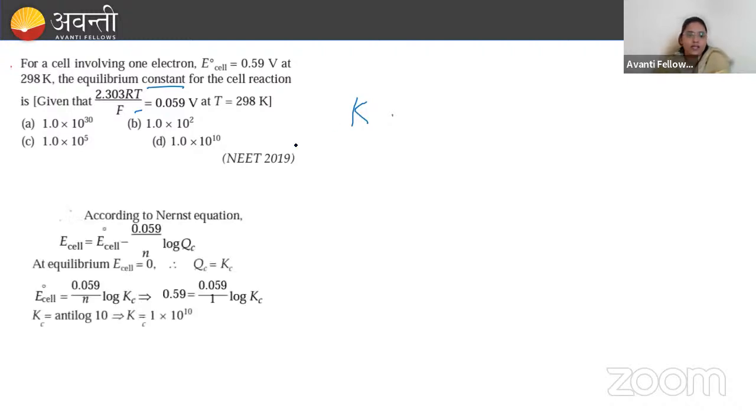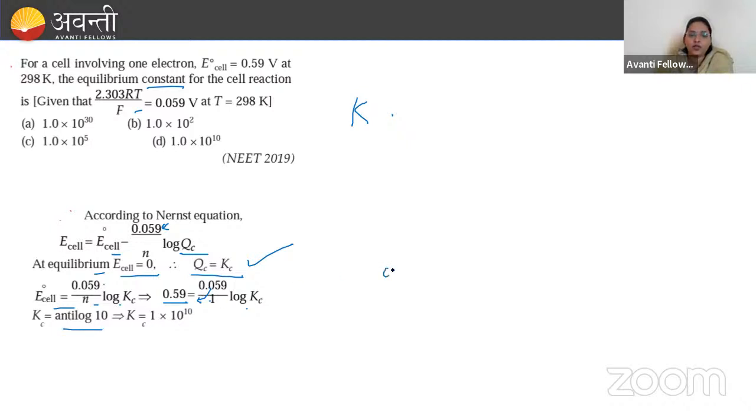So here see the solution. E cell is equal to E naught cell minus 0.059 upon n, log of Qc. Okay, Qc means our reaction quotient. At equilibrium, you know what happens? E cell becomes 0 and the reaction quotient becomes equal to the equilibrium constant. Just now we have talked about this. So E naught cell क्या हो जाएगा? It will be equal to 0.059 upon the number of electrons into log of the equilibrium constant. So just put all the values, 0.059. This is like this way. Transfer this term to this side.